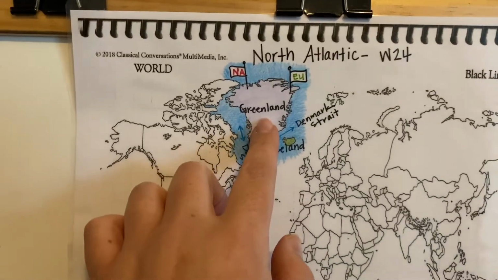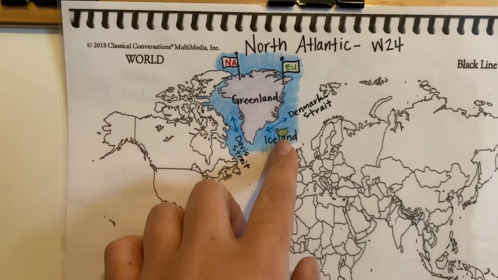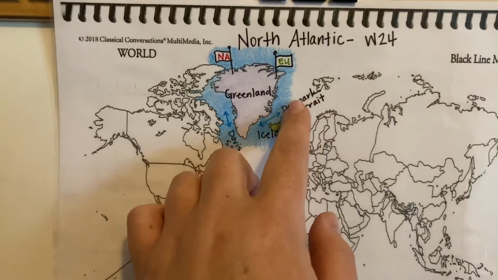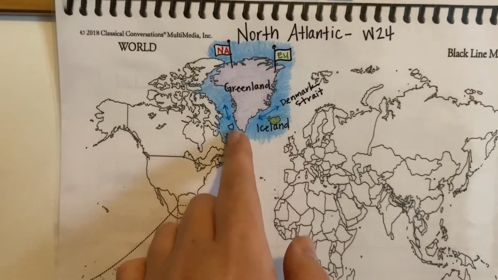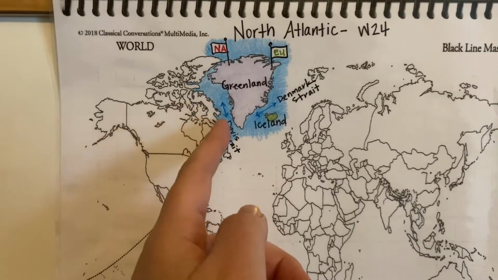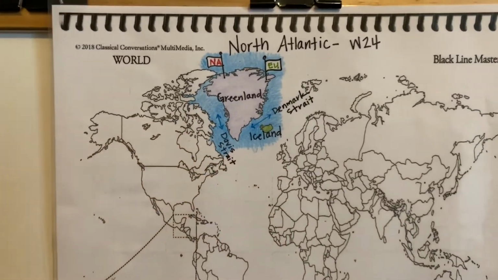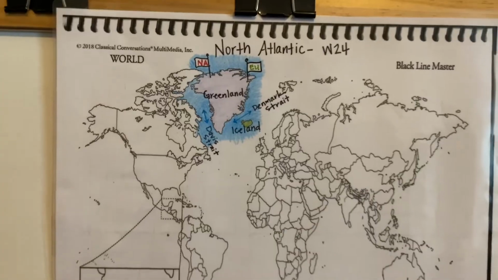This land is Greenland, this land is Iceland. They're separated by the Denmark Strait. And on the west side is the Davis Strait. This land was made for you and me.